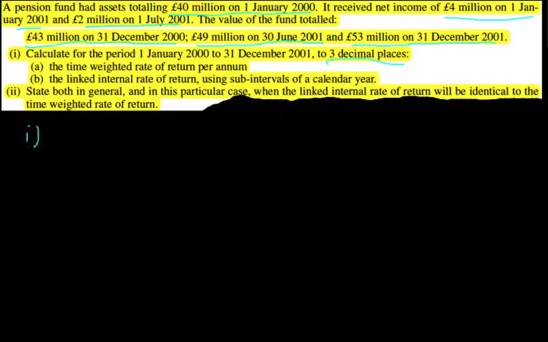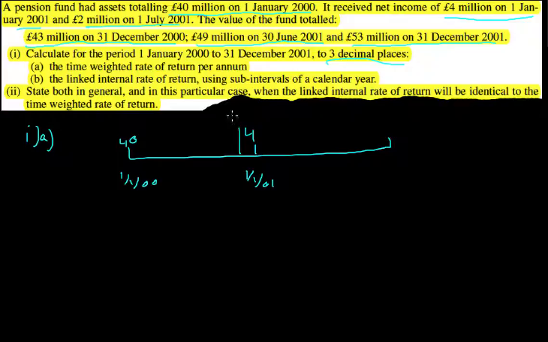Alright, so let's just draw a little timeline over here because we can. So that's going from the 1st of Jan 2000, and we started with 40, then 1 year's time, 1 Jan 01, so into 2001, we get 4 mil. And so 40 mil turned into 43, then we got 4 mil, and halfway in that year, in July 01, we received another 2 mil, but we'd managed to bring it up to 49, and then we ended off with 53 over here, and that's the 31st of December 2001. So we're looking at 2 years.